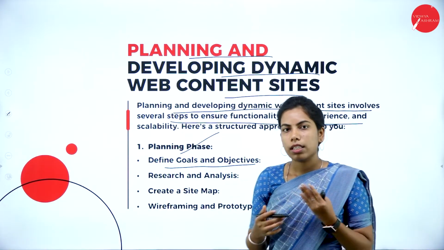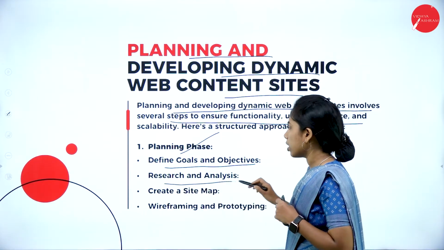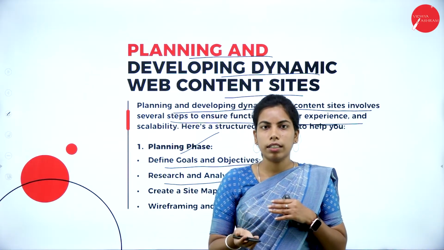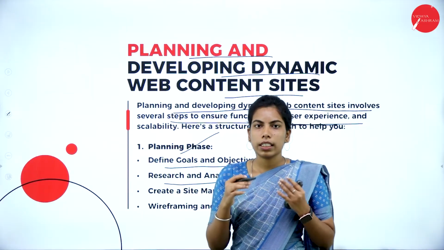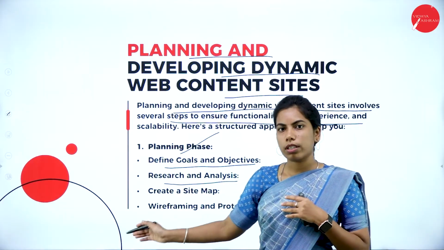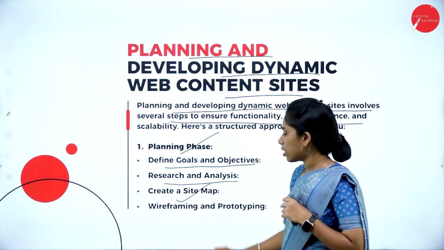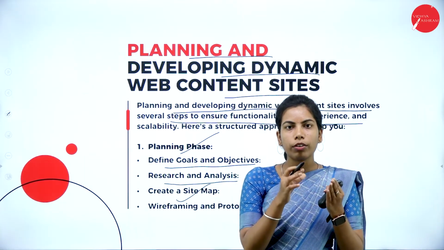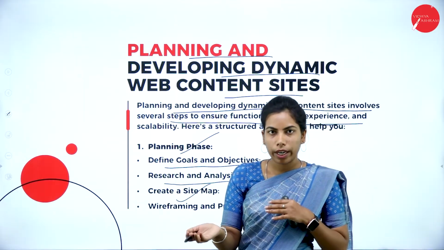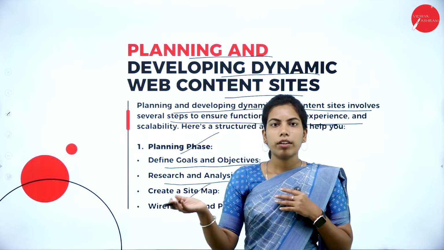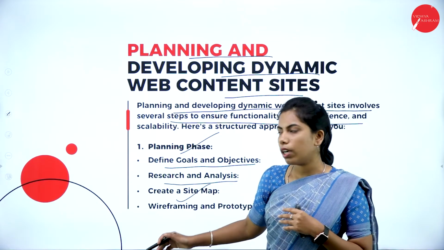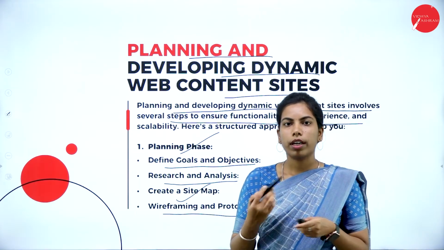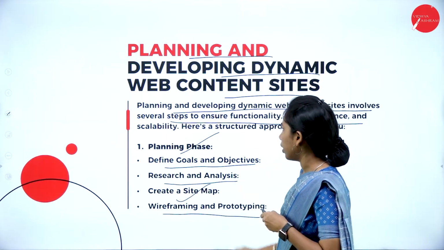So you can set goals and objectives, and research and analysis. Before creating content, you have to research what contents you have to put on a website. That is research and analysis. And create a sitemap. A sitemap is nothing but, for example, you have to create a content, after that you have to edit that content, after that you can finally put it on the website. That is the sitemap. And prototyping: you have to set some rules for the end users. That comes under the planning phase.